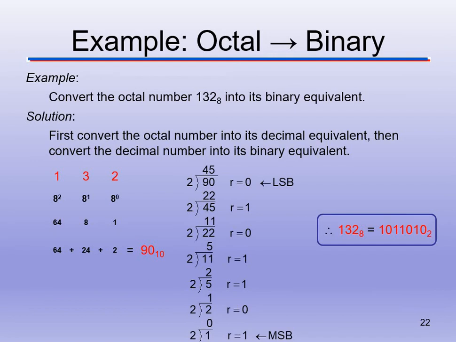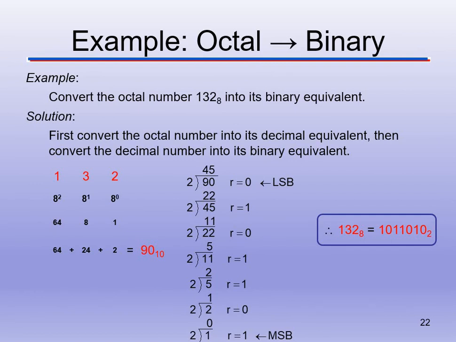And then the last part you already know how to do. Successive division by 2. So we were able to take that decimal number and put it back into binary. So 90 divided by 2 is 45 with a remainder of 0. Then 45 divided by 2 is 22 with a remainder of 1. Okay, 22 divided by 2 is 11 with a remainder of 0. 11 divided by 2 is 5 with a remainder of 1. 5 divided by 2 is 2 with a remainder of 1. Okay, 2 divided by 2 is 1 with a remainder of 0. And 1 divided by 2 is 0 with a remainder of 1.